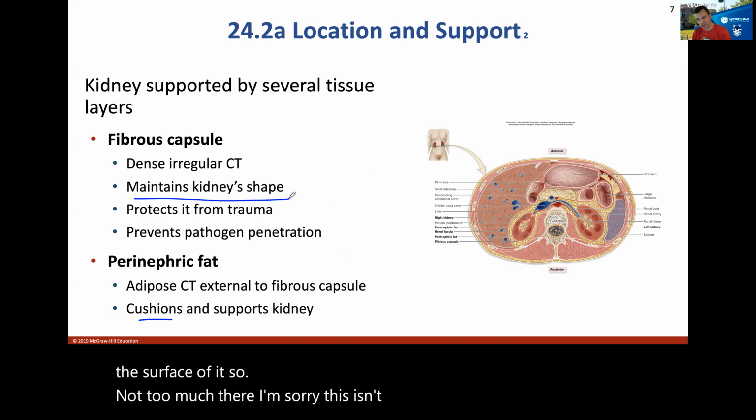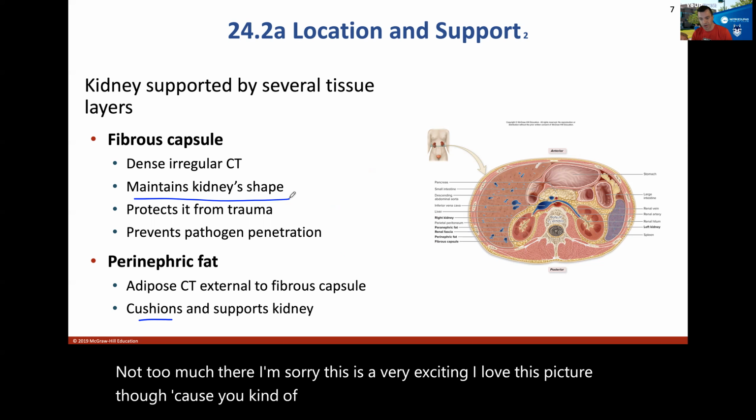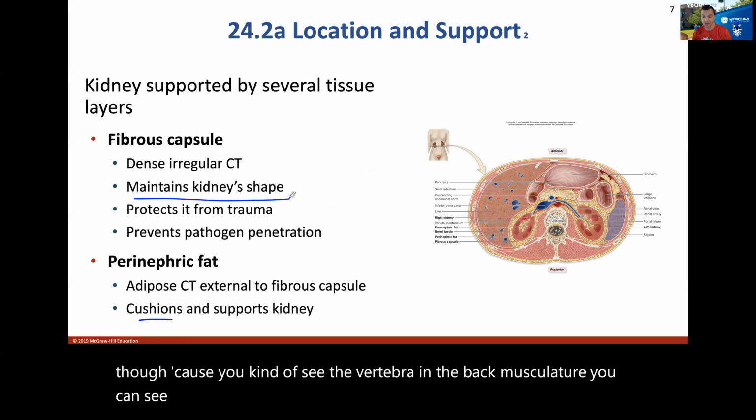I love this picture though, because you kind of see the vertebra and the back musculature. You can see some of the musculature anterior to the spine that's involved with helping to hold the curvature there, where the fat is, and where some of the organs are within the system. So it's a pretty cool image there.